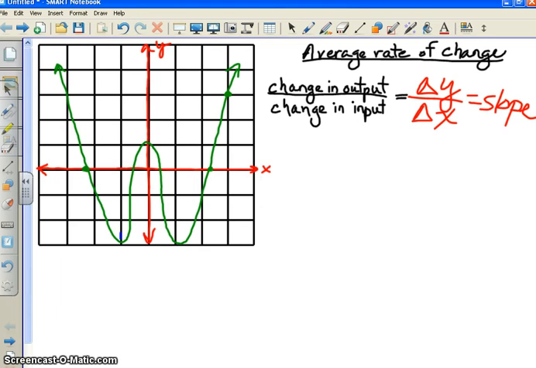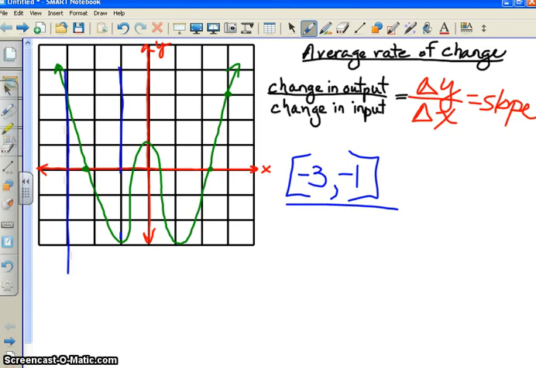But if we've got a curvy graph, like this W that we have graphed here, the average rate of change is going to be different at different intervals of our graph. So we're going to narrow down to some smaller intervals. Our first one we're going to do is -3 to -1, as our x values. So first thing that I look at is -3 to -1.